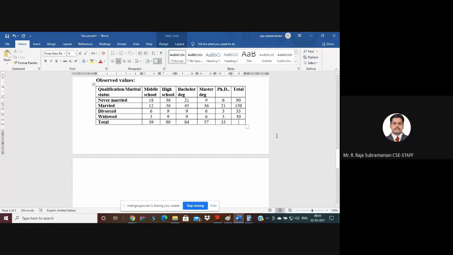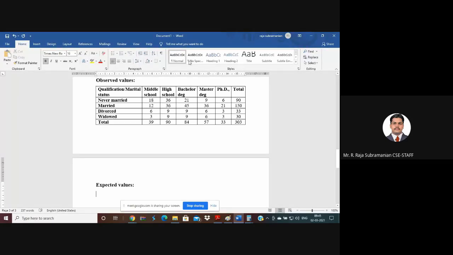303, sir. 303. On both ends, if you calculate also, you get 303, right? Yes, sir. Same. So now we go into the next step. Now the frequencies are ready. Now with this frequency, we need to calculate the observed values, right? Sorry, expected values.